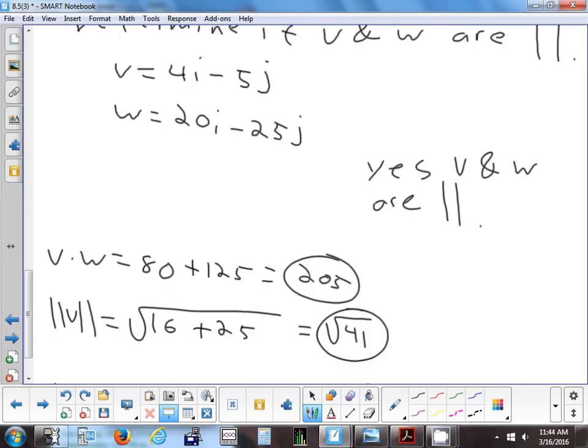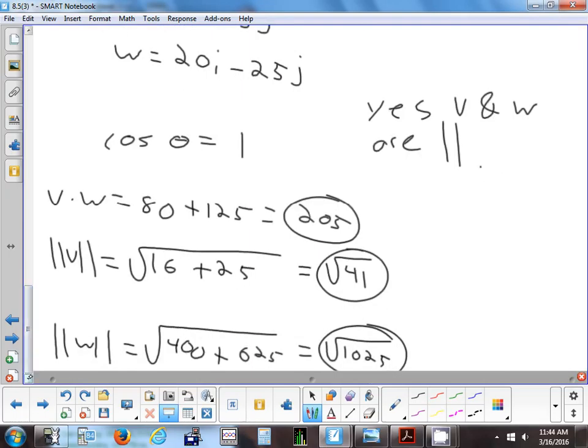If that trick doesn't make sense at this point, you could plug it into the formula, but you would get this. The top and bottom came out the same. Take the inverse cosine of 1, that's 0. An angle of 0 means parallel. Any question on that? All right.